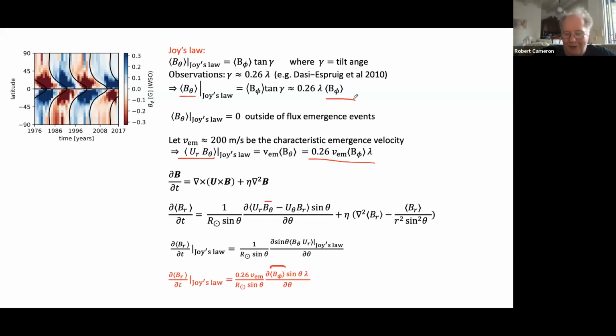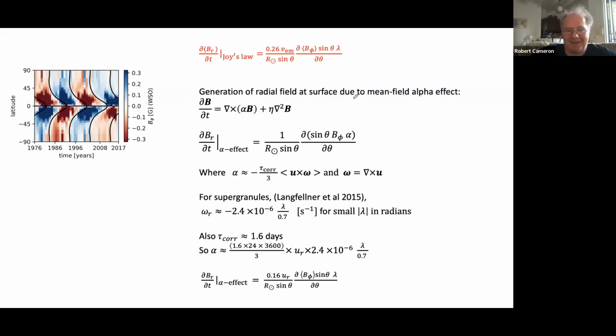And for those of you who know mean field theory, this appears quite attractive because this is what we get from Joy's law. So this is pure geometry, Joy's law. And what we get from the alpha effect, well, the alpha effect tells us that the change in B with respect to time is equal to the curl of alpha B. So the change in B_r, we can look at the radial component, is equal to some geometric factor times B_phi.